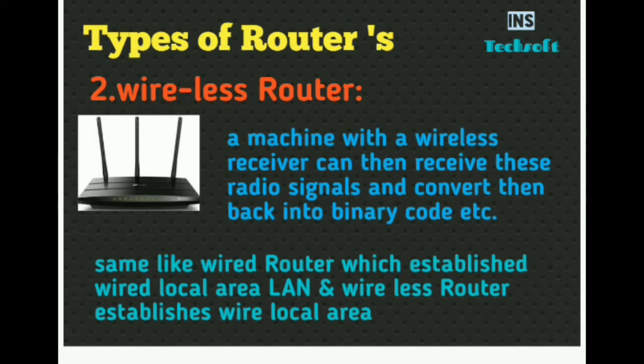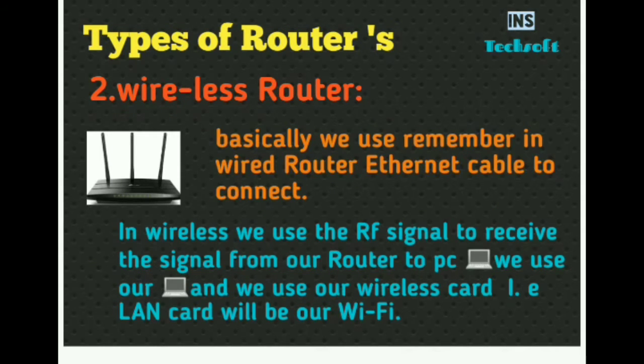Same like a wired router, which establishes a wired local area network, LAN, a wireless router establishes a wireless local area network. Basically remember, in a wired router we use an Ethernet cable to connect. In wireless we use the RF signal to receive the signal from our router to the PC. We use our wireless LAN, that will be our Wi-Fi.